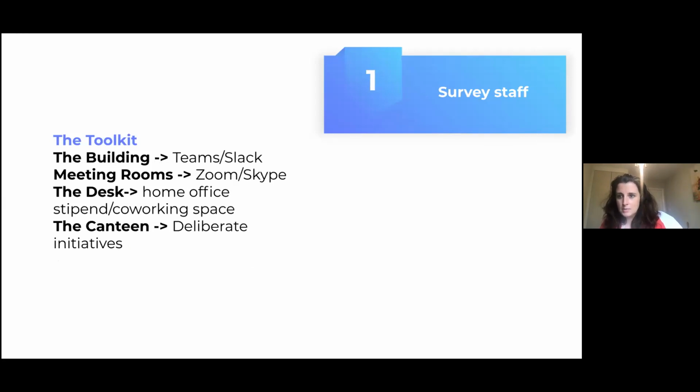So something like Teams or Slack. The larger you are, you might go into Teams, smaller Slack. That's what we're seeing. Then meeting rooms: Zoom, Skype, or there's another thing called Whereby. That's a really good video conferencing tool. And then the desk. So is there a home office stipend? Is there a co-working space stipend?